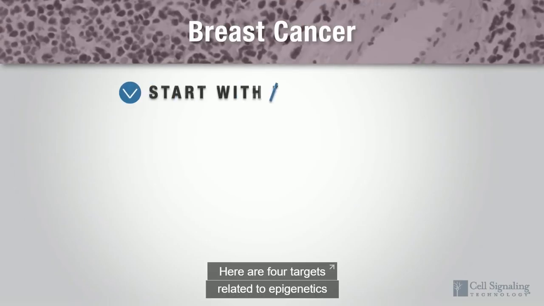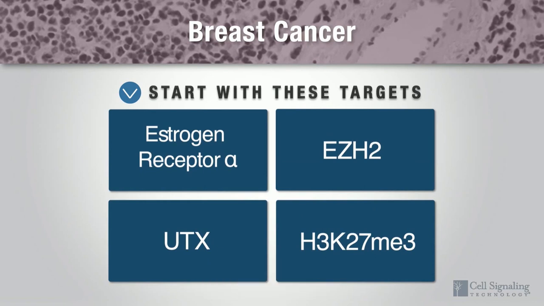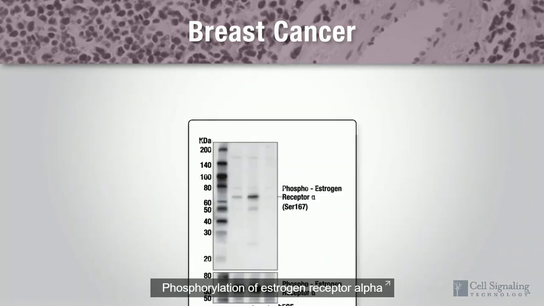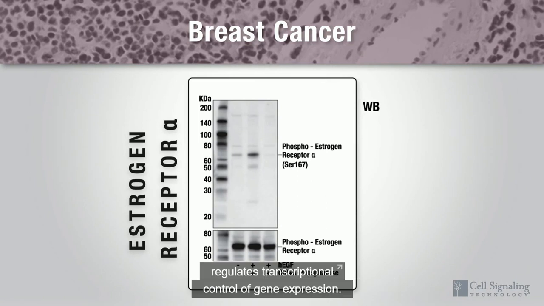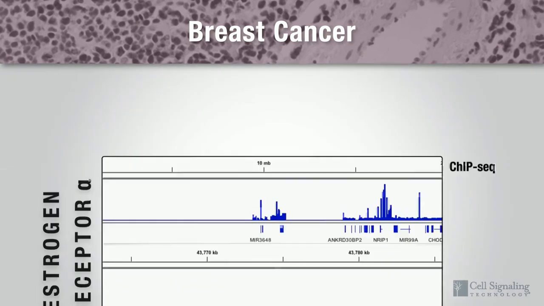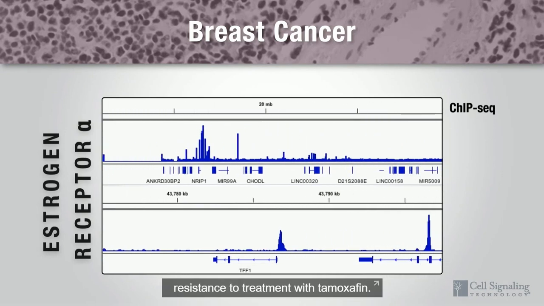Here are 4 targets related to epigenetics to consider for your breast cancer research. Phosphorylation of estrogen receptor alpha regulates transcriptional control of gene expression. Mutations in estrogen receptor alpha can confer resistance to treatment with tamoxifen.